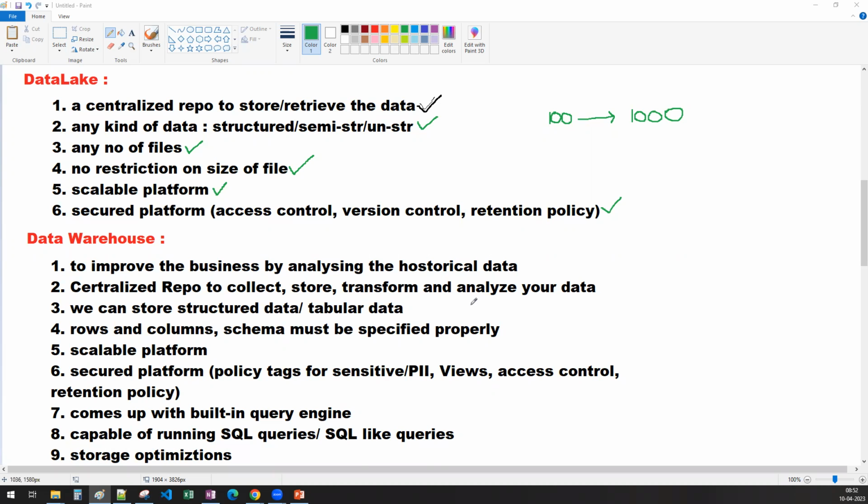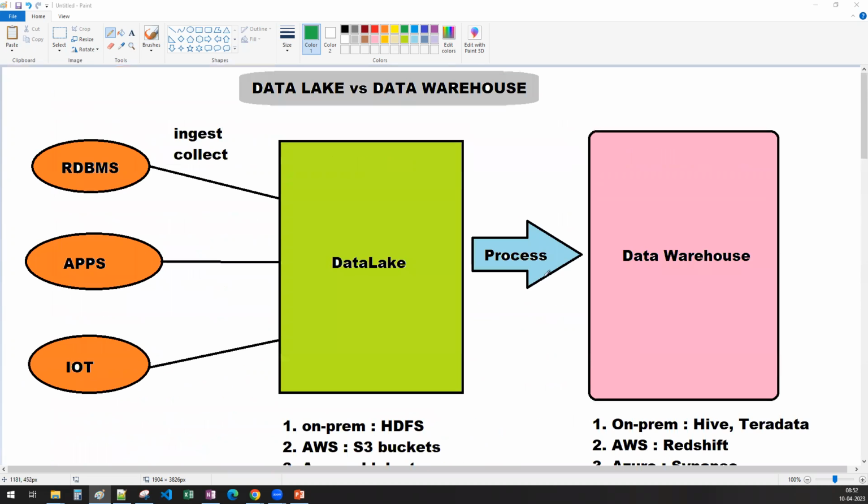So what is a data warehouse, sir? A data warehouse is again the same thing. You get data from the data lake, but you process it, because the data you have got from the data lake may not be in a usable format. You format it, clean it, prepare it, and send it to the data warehouse.